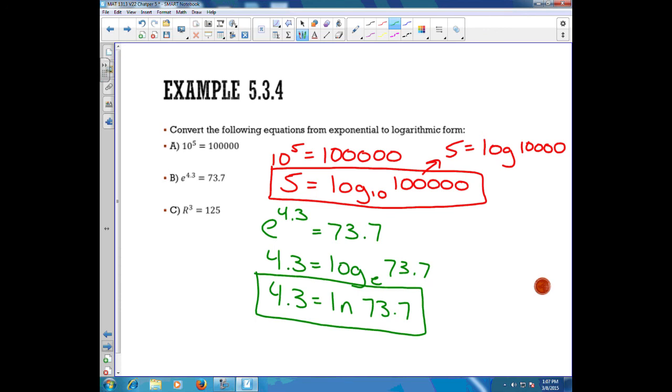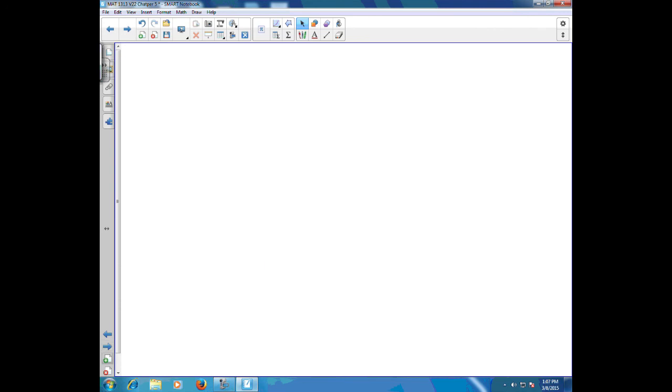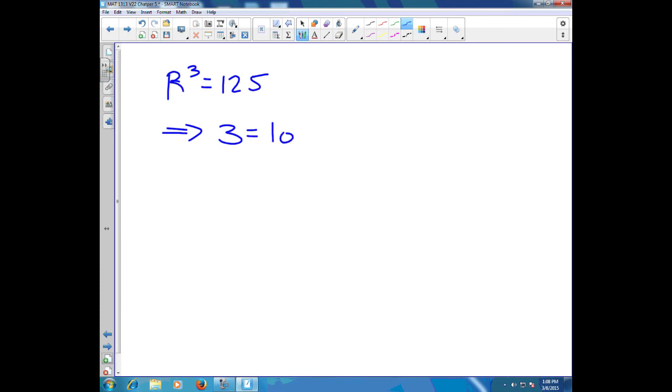Finally, I'm going to go to the next slide. We have r cubed is equal to 125. And we want to rewrite this in logarithmic form. The base is r, the exponent is 3, and so what we get is 3 is equal to log base r of 125. And that would be our equation in logarithmic form.